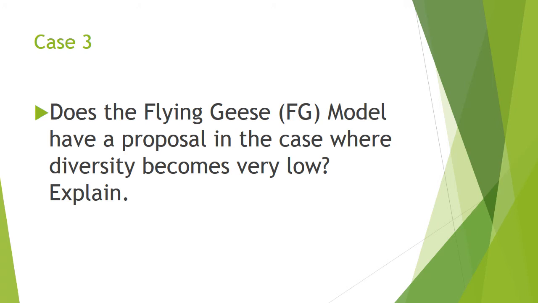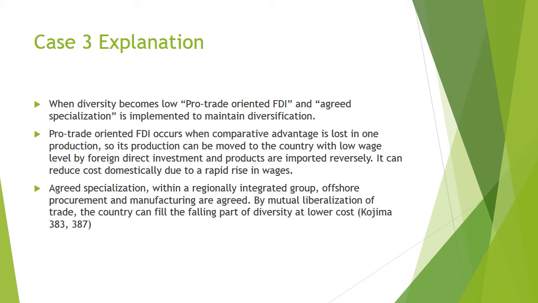Okay, now we go into case 3. Does the Flying Geese model have a proposal in a case where diversity becomes very low? Explain. When diversity becomes low, pro-trade oriented foreign direct investment and agreed specialization are implemented to maintain diversification. Pro-trade oriented foreign direct investment occurs when comparative advantage is lost in one production, so its production can be moved to a country with a low wage level by foreign direct investment, and products are imported reversely. It can reduce costs domestically due to a rapid rise in wages. In agreed specialization within the regionally integrated group, offshore procurement and manufacturing are agreed. By mutual liberalization of trade, the country can fill the falling part of diversity at a lower cost.